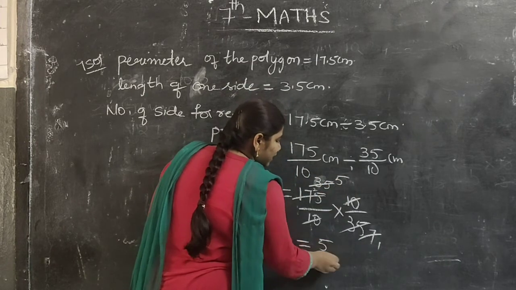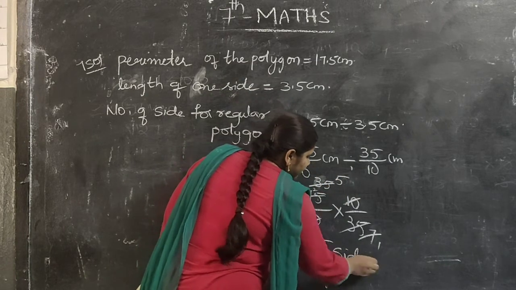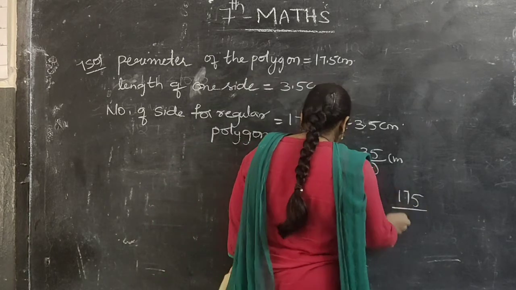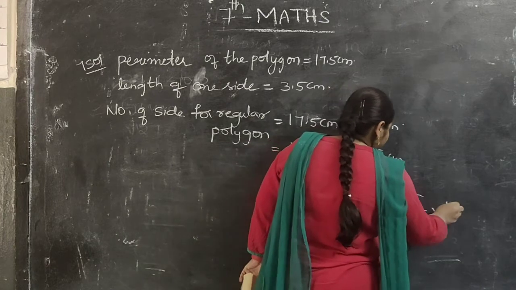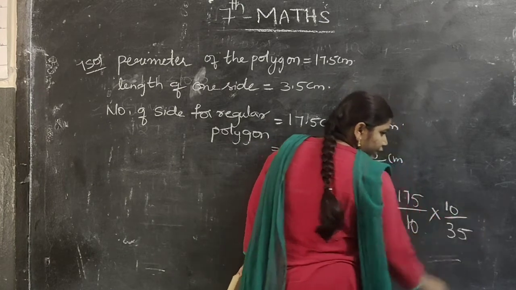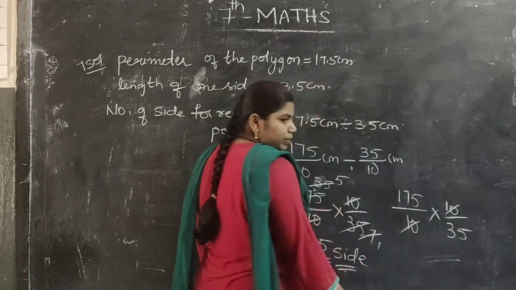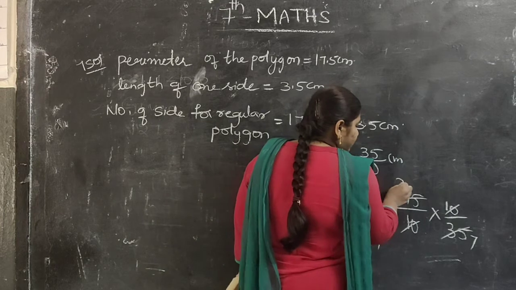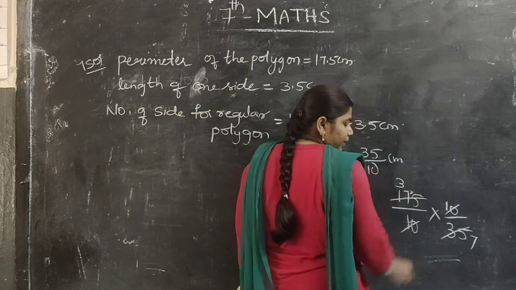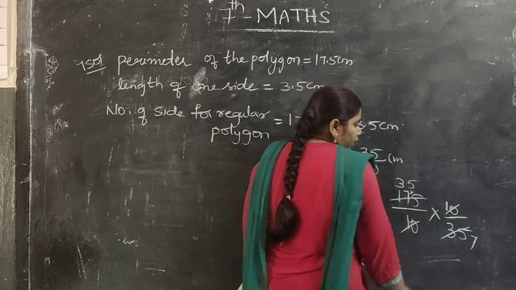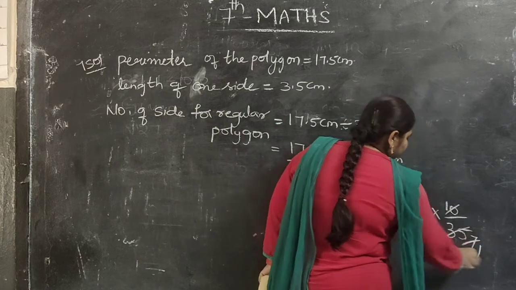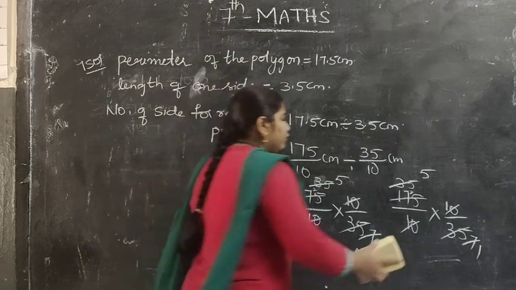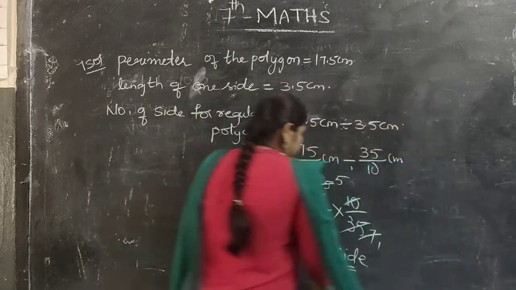So total how many sides are there? Total 5 sides are there for that regular polygon. Once again you see the cancellation here. 175 by 10 into 10 by 35 you are having. 10 ones are 10, ones will get cancelled. Here 5 sevens are 35, 5 threes are 15, 2 will be remaining, 5 fives are 25. Next in the 7 table I am cancelling, 7 ones are 7, 7 fives are 35. So how many sides are there total? 5 sides are there.